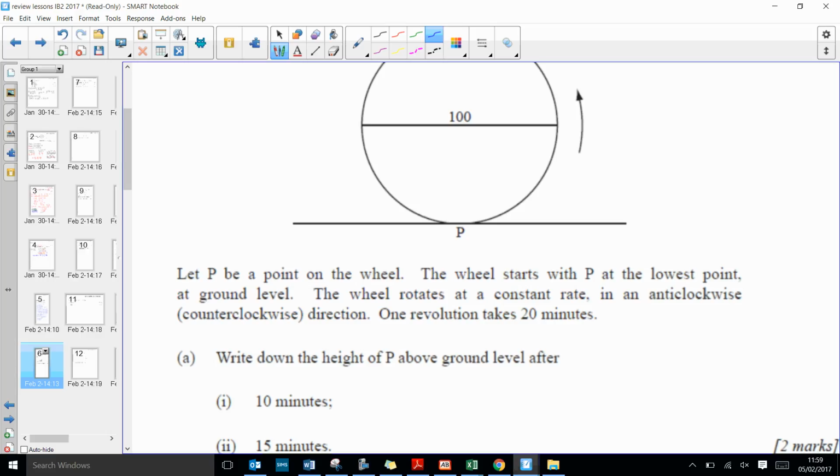So P is a point on the wheel. The wheel starts with P at the lowest point and rotates at a constant rate in an anti-clockwise direction. One revolution takes 20 minutes. So after 10 minutes, how high is it going to be above the ground? Well, after 10 minutes, it's going to be half a revolution. So hopefully you notice that that's going to be 100 meters. It's the same as the diameter of the circle.